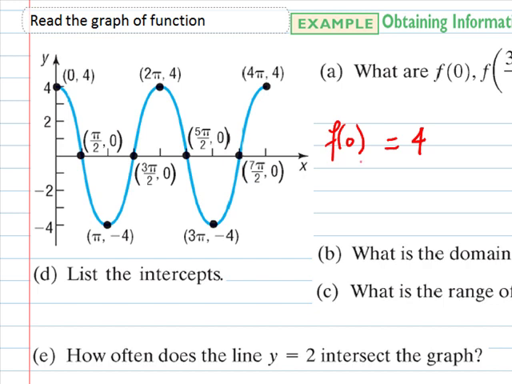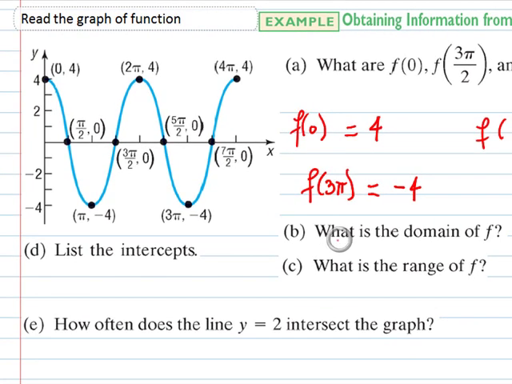And now the last one, we're asking you what's f of 3 pi. Okay, so you read here, somewhere around here you see 3 pi is down this way. Right here, x is 3 pi, y is minus 4. Our answer is minus 4.